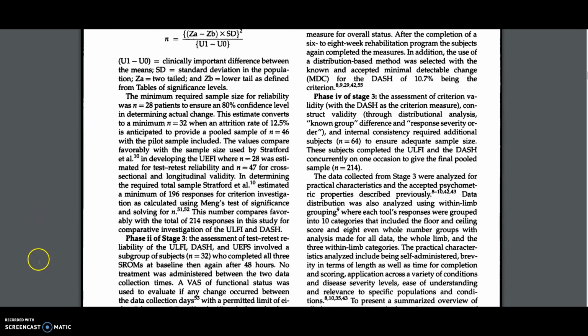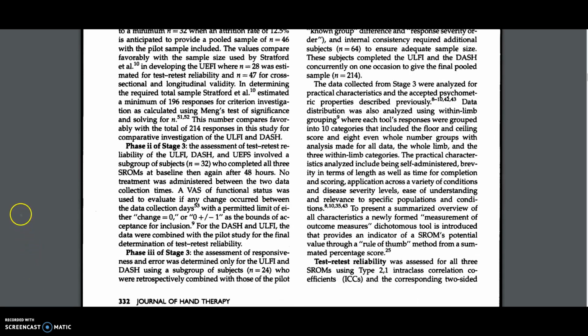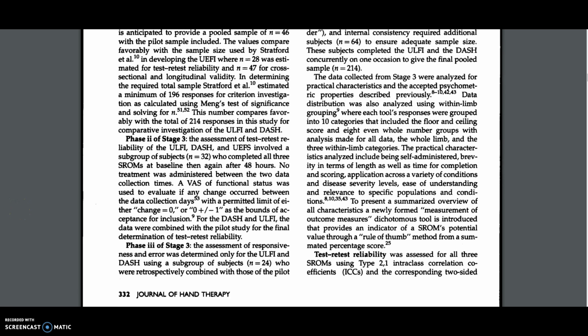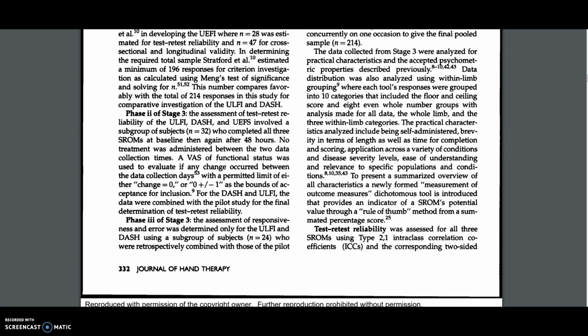And they continue on. They provide this information for you of exactly what they did in each phase to assess for different types of reliability, validity, and responsiveness. And they tell you the total number of patients and exactly what was done. So they're just summarizing exactly how they tested the different types of reliability, responsiveness, and validity.